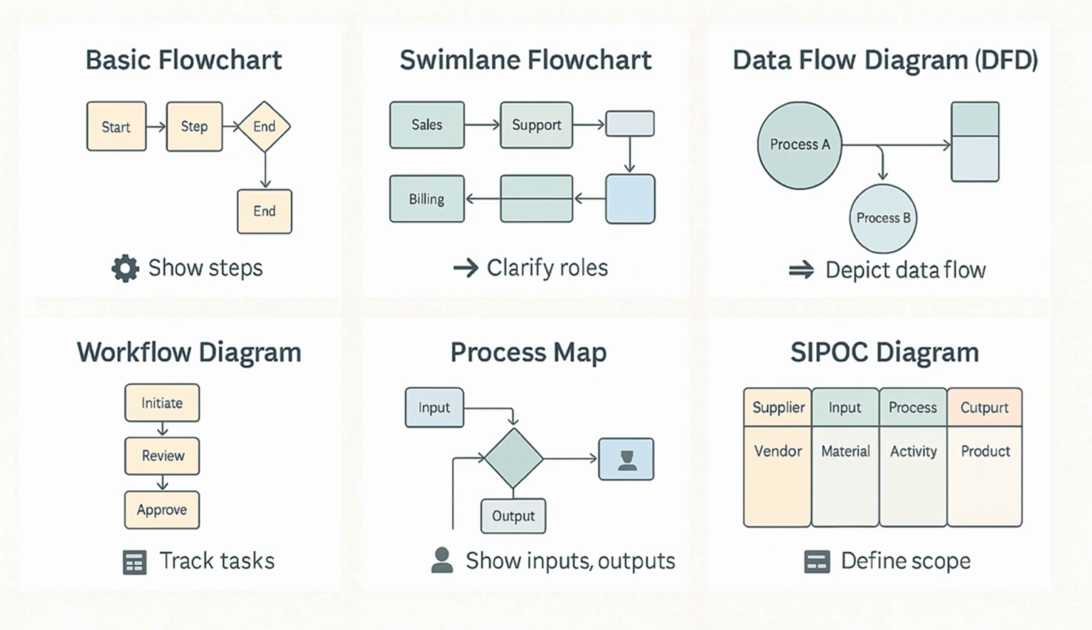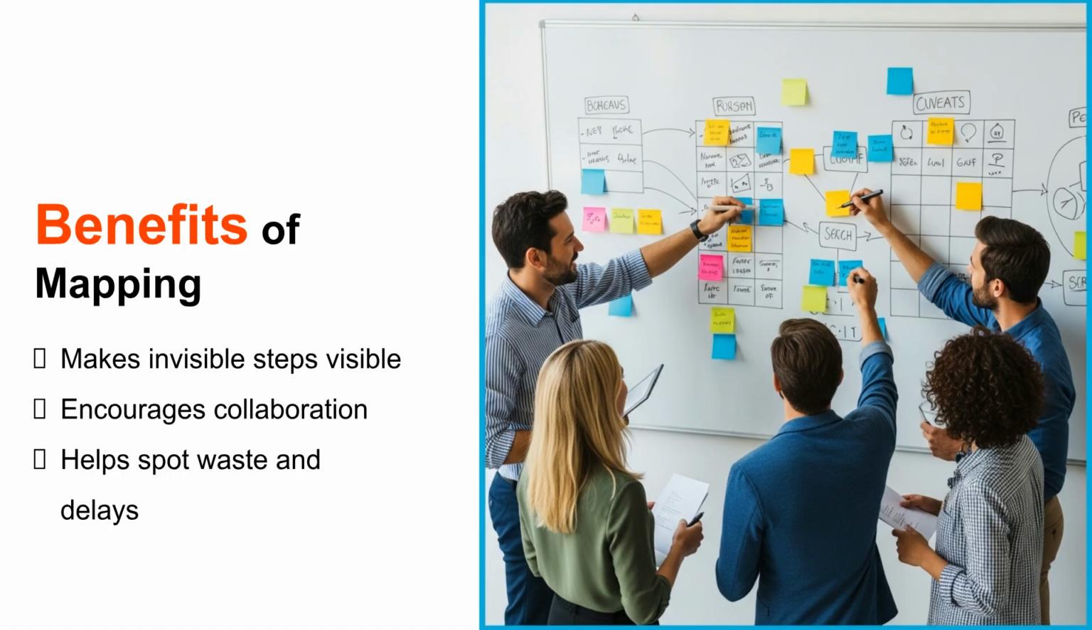Different diagram types serve different purposes, such as basic flowcharts showing steps, swim lane flowcharts clarifying roles, and SIPOC diagrams defining scope. The benefits of mapping include making invisible steps visible, encouraging collaboration among team members, and helping to spot waste and delays in the workflow.